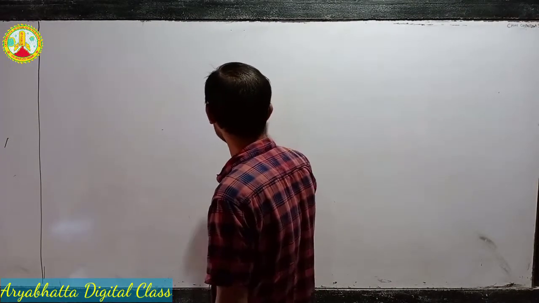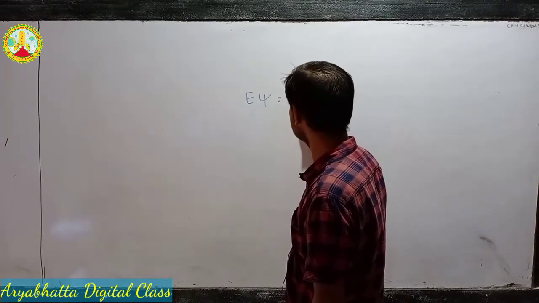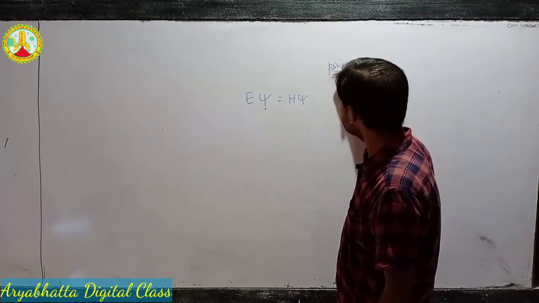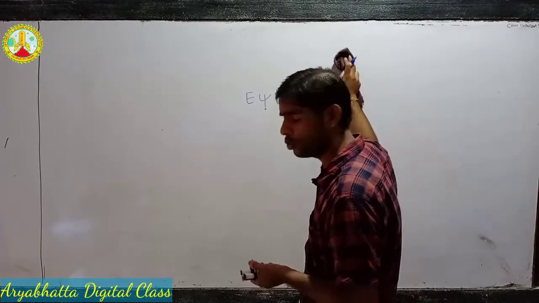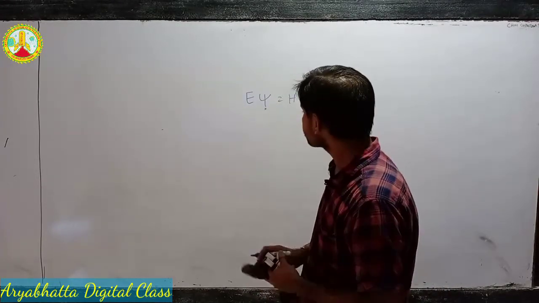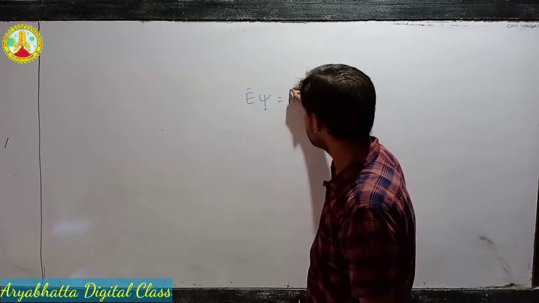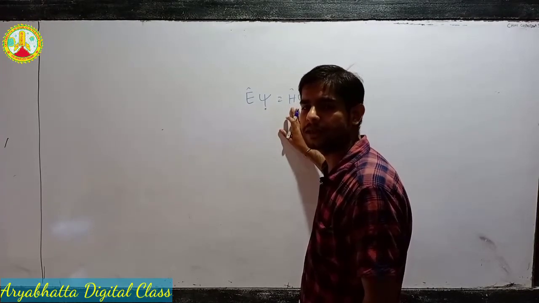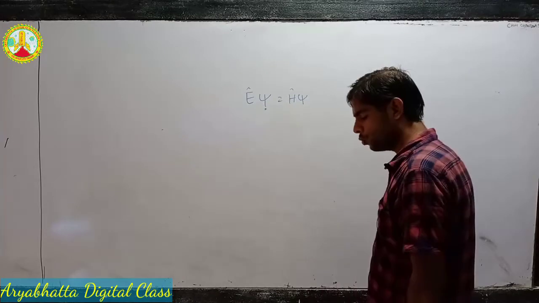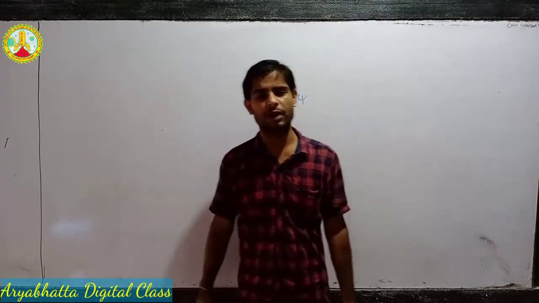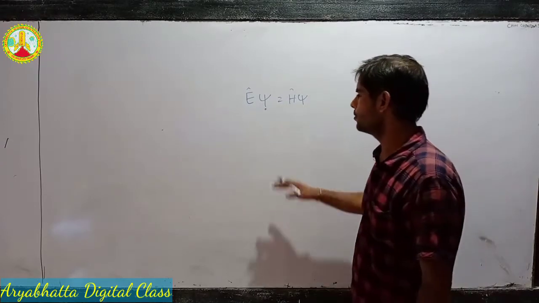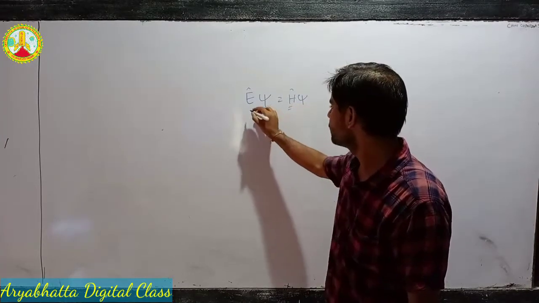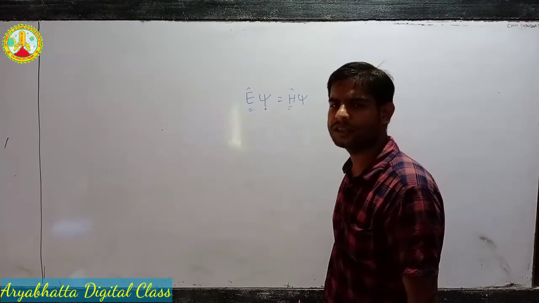E psi is equal to H psi. This is pronounced as psi. Psi, it's a Greek alphabet, Roman alphabet, psi. So E has a cap, H has a cap. E is the energy operator, H is the Hamiltonian mathematical operator. You are not familiar with the Hamiltonian or energy operator, and there's no need to know these things. I'll just tell you a few things about this equation.